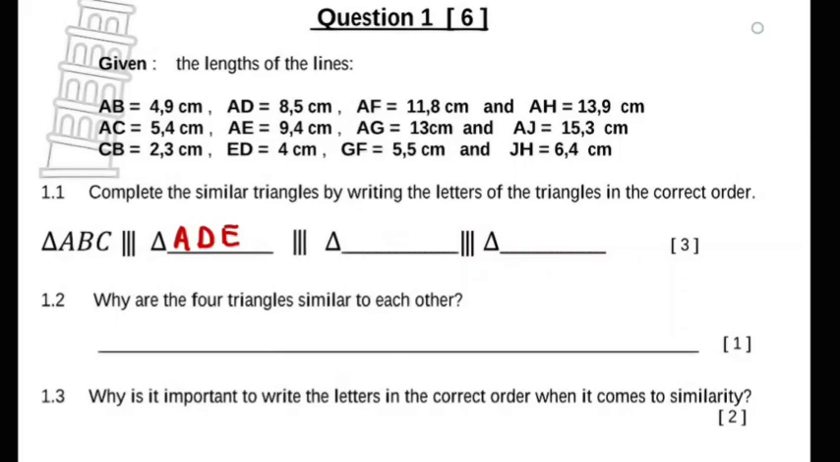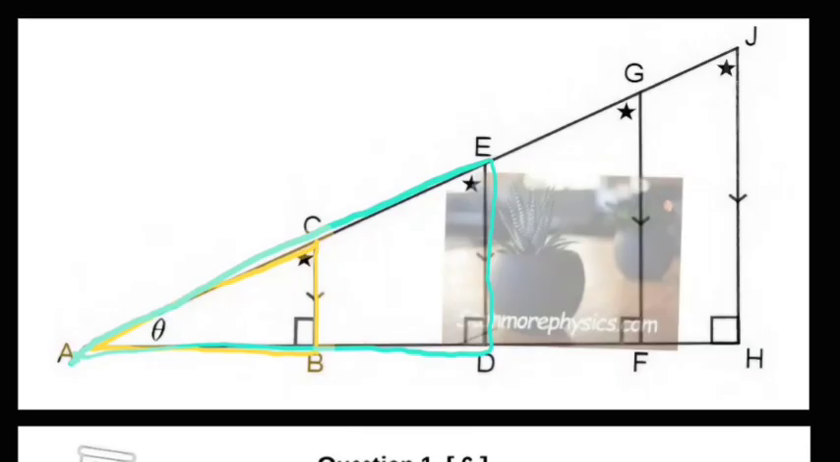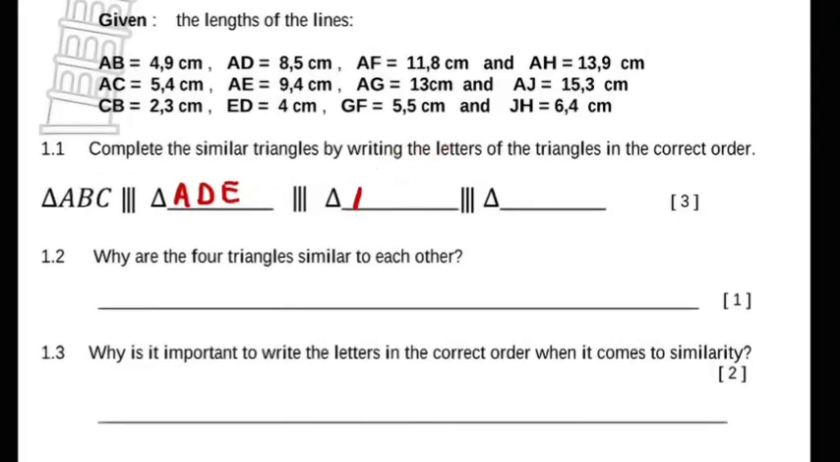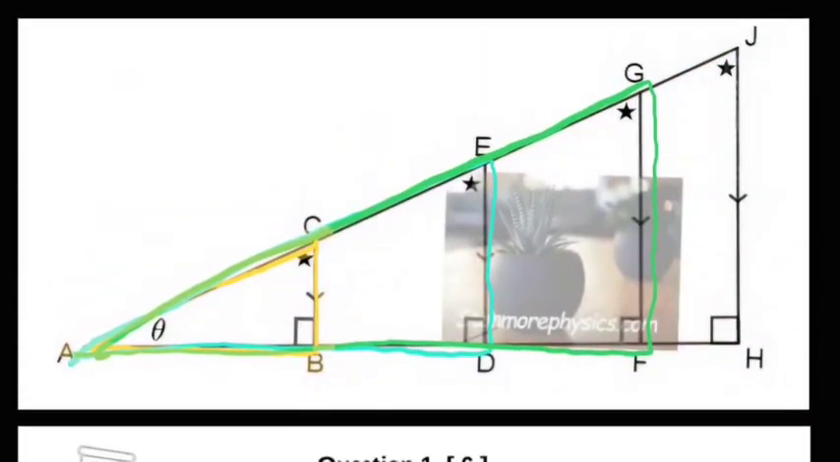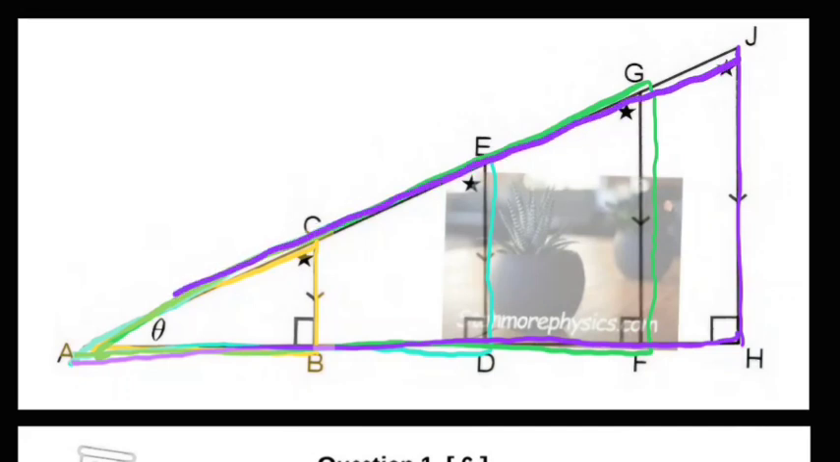And now we need two more triangles. Now the next similar triangle that we should have should be AFG. So AFG is similar to ABC because all of their matching angles are equal. So here we have A, F, G. And now we need one last triangle. So the last triangle that is similar to ABC would be AHJ. AHJ is similar.